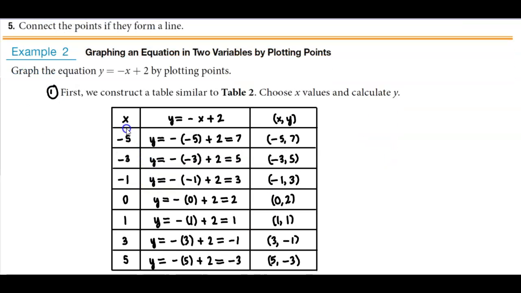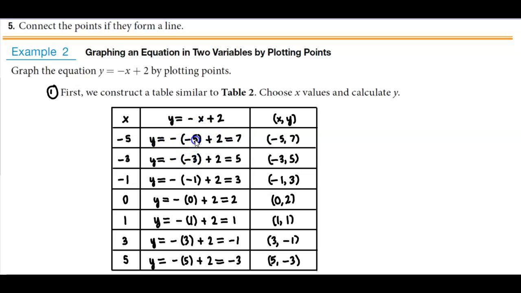So for x, we can choose negative values, 0, and positive values. It's important to pick at least 3 negative, also include 0, and 3 positive values. Because the equation is y equals negative x plus 2, we can plug in the value of x into the equation to determine what y is.